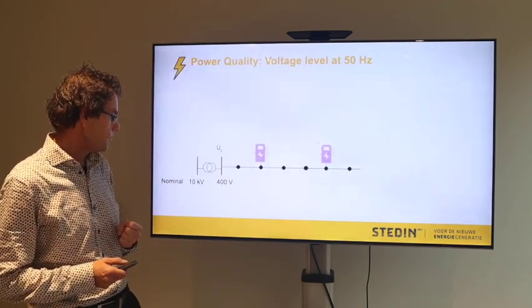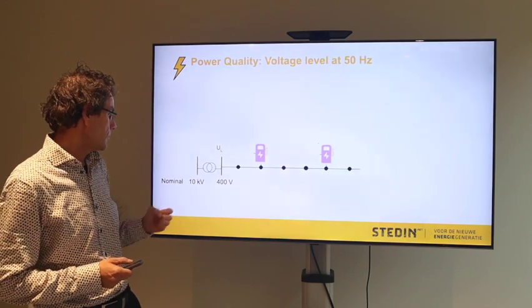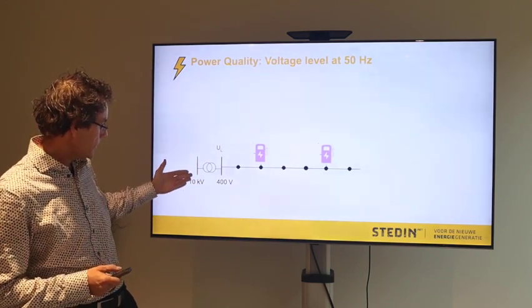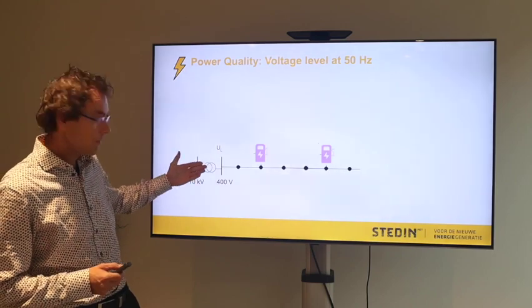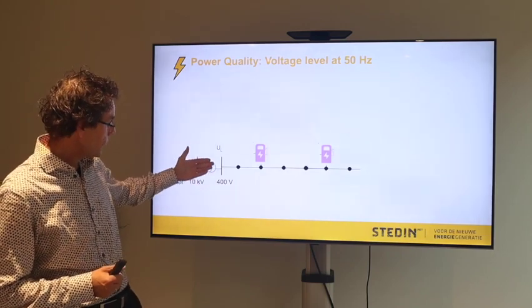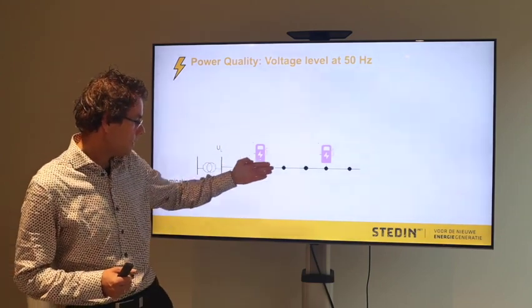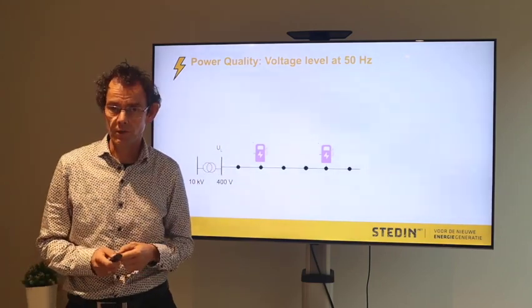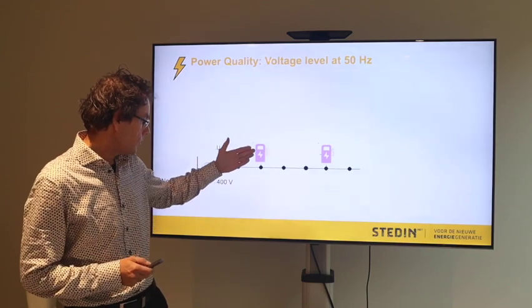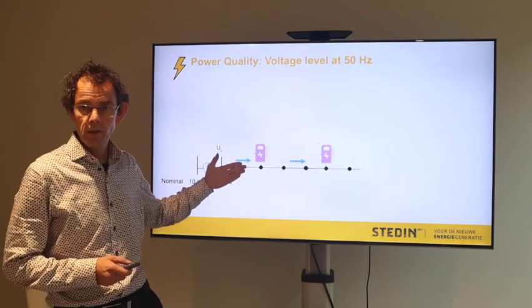So we have a small grid. We have here a 10 kV grid on the left side. Then we have a transformer. It transforms the voltage to 400 volts. So there we have our low voltage grid, and in this grid we connect two chargers. And if they are charging, there will be a current flowing.